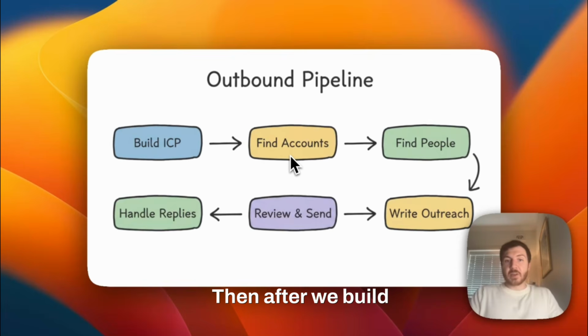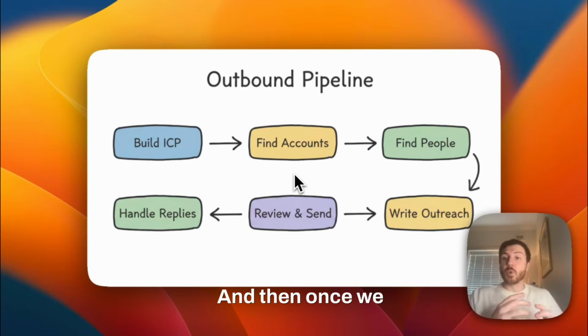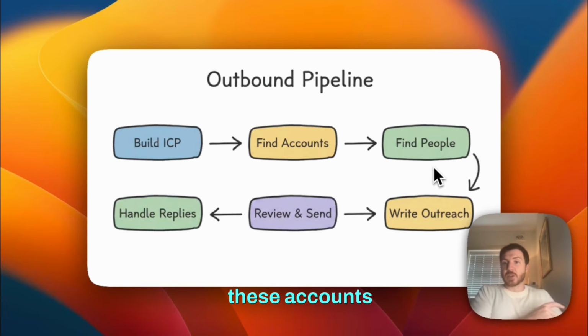Then after we build the ICP, what we're going to do is build a list of accounts that match this ICP profile. And then once we have a list of these accounts, what we'll do is find the right key personas within each of these accounts. So who are the key decision makers? Who are the champions or influencers?